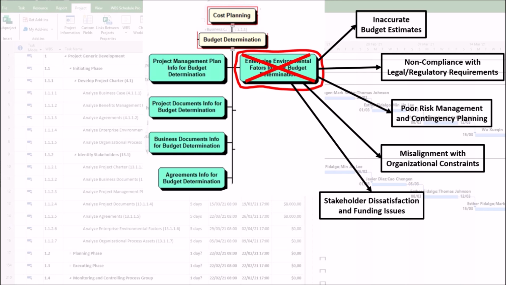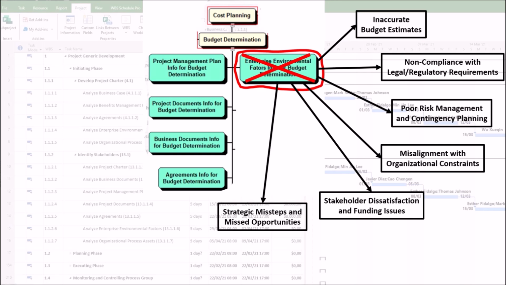5. Stakeholder dissatisfaction and funding issues. First, unmet expectations. If budgets don't reflect stakeholder priorities, such as sustainability investments, support may erode. Second, funding rejection. Financial institutions or sponsors may reject budgets that lack realistic market and economic justifications. Impact: loss of stakeholder trust, withdrawal of funding, or project cancellation.